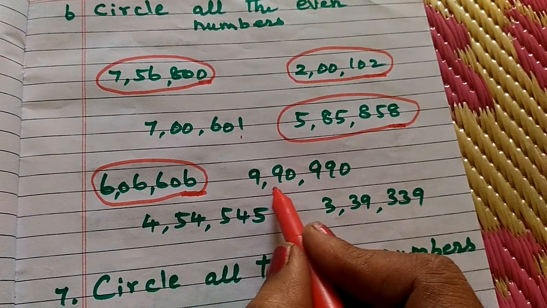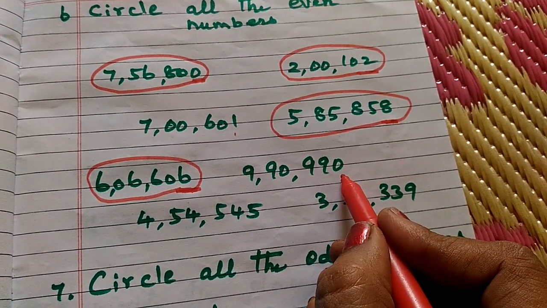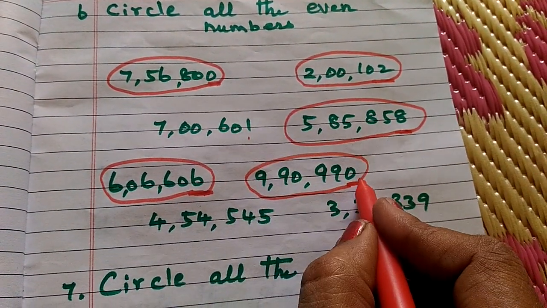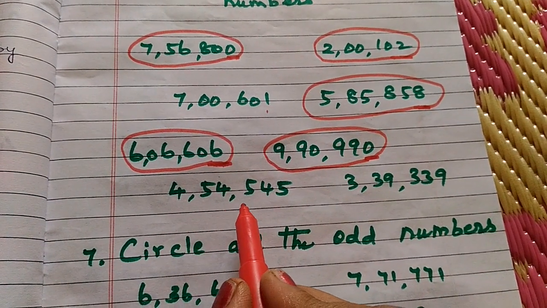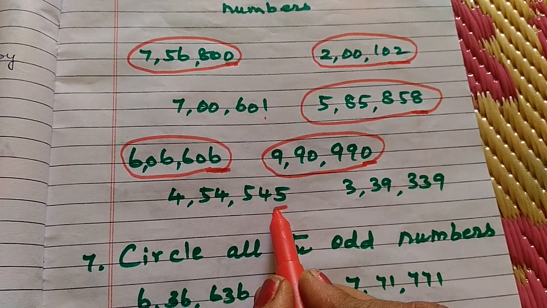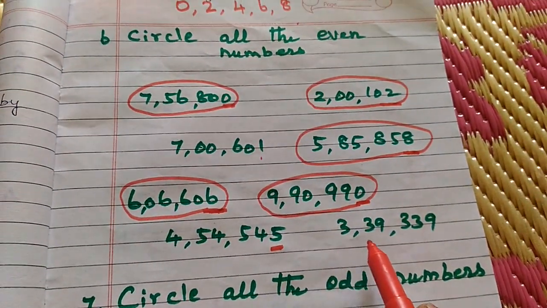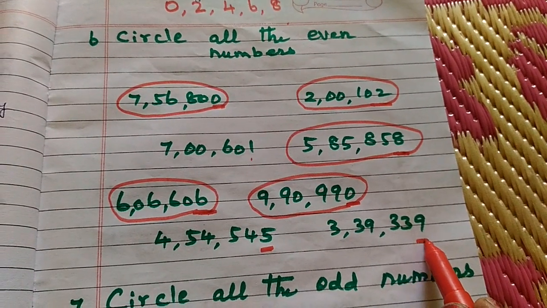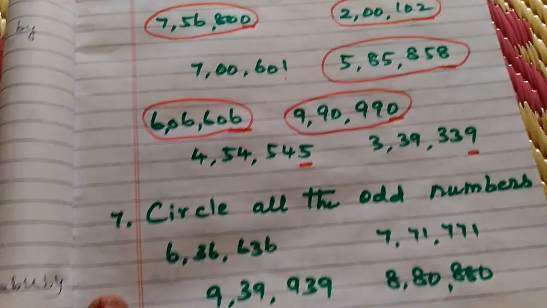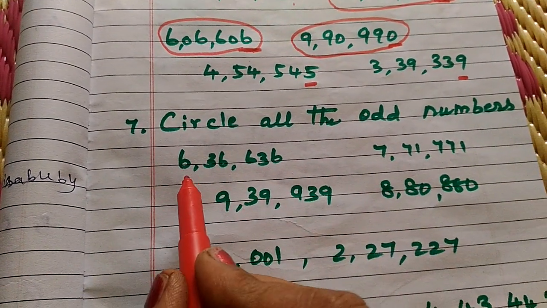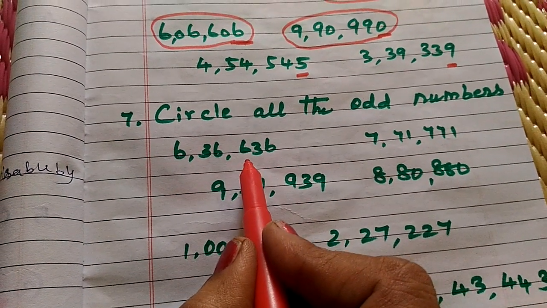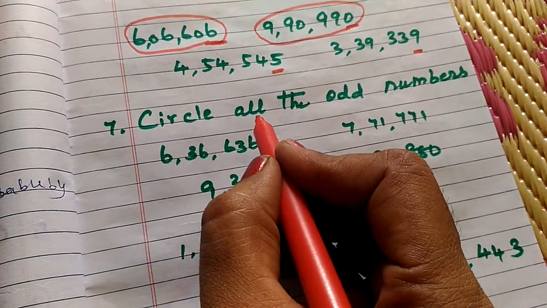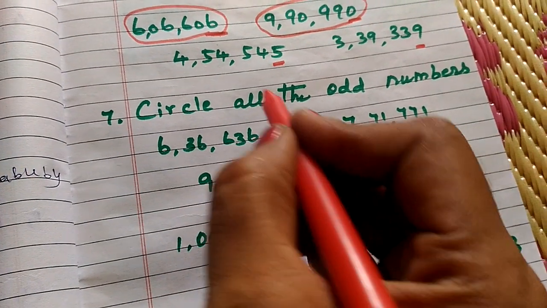Then 9,90,990. 0 is the even number. So circle this. Then 4,54,545. 5 is the odd number. 3,39,339. 9 is the odd number. Next, circle all the odd numbers. 6,36,636. Odd number means a number which is not divisible by 2.